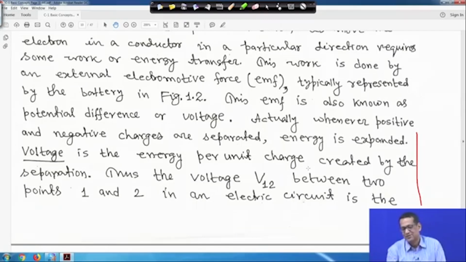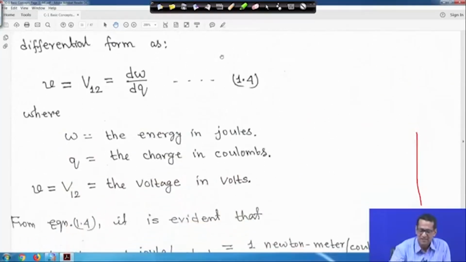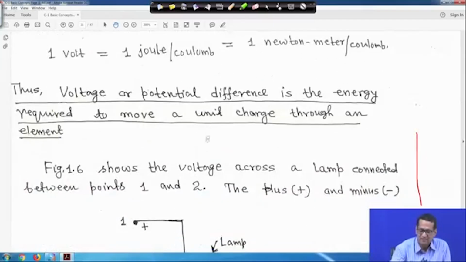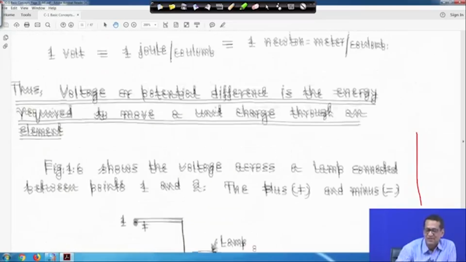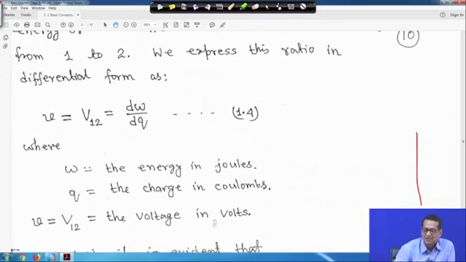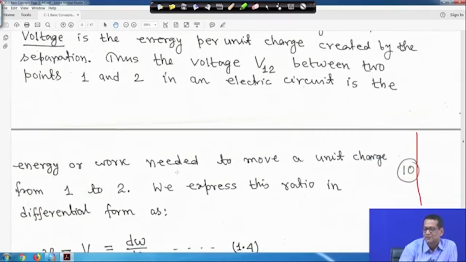Thus, the voltage V12 between 2 points 1 and 2 in an electric circuit is something like this. Suppose these are the 2 points, this is 1 and 2, this is the voltage V12, and this is the lamp, right. The voltage V12 between 2 points 1 and 2 in an electric circuit is the energy or work needed to move a unit charge from 1 to 2.